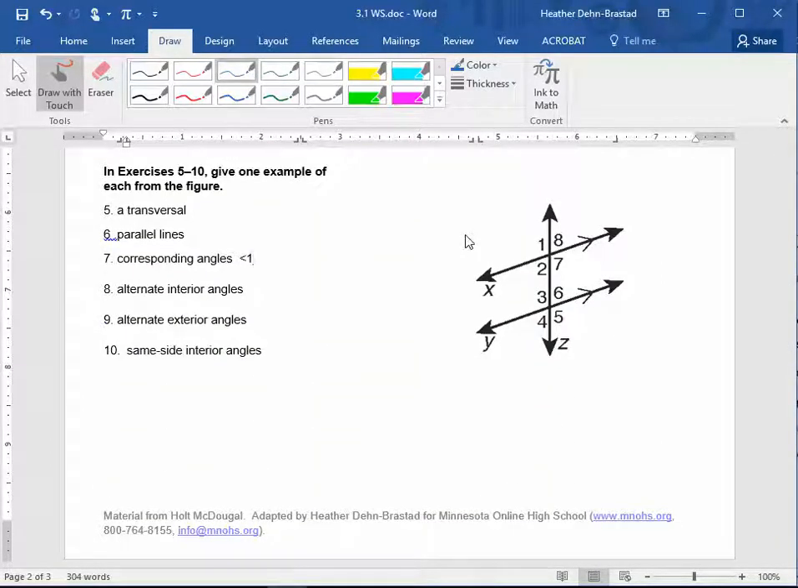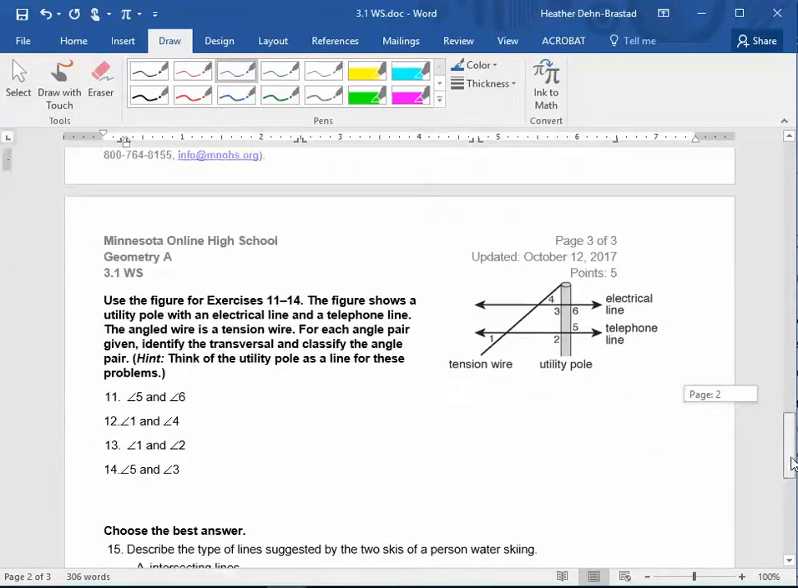So what's corresponding with angle 1? It would be angle 3. So I could say angle 1 and angle 3 are corresponding. You just have to pick one example, but there's 3 other corresponding pairs that you could have picked. Alternate interior angles, there's 2 pairs you can pick. Alternate exterior, there's 2 pairs you can pick, and same side interior, there's 2 pairs you can pick. Just make sure you pick the right ones.